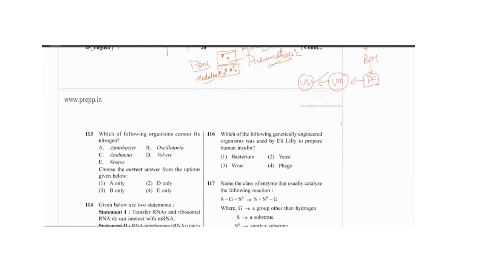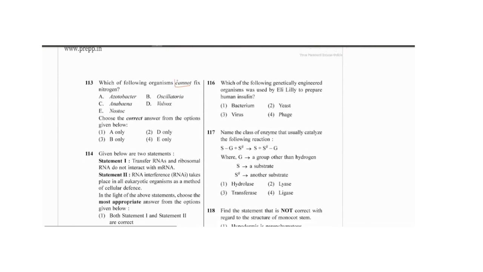The next question is: which of the following organisms cannot fix nitrogen? It is again a memory based question. Only Volvox shows no fixation of nitrogen. The rest of the others are able to do nitrogen fixation. They can all do it, but Volvox cannot. So the second option will be the answer.